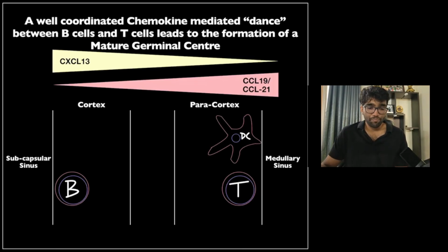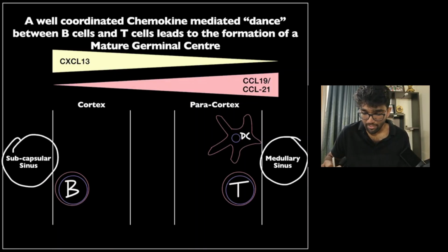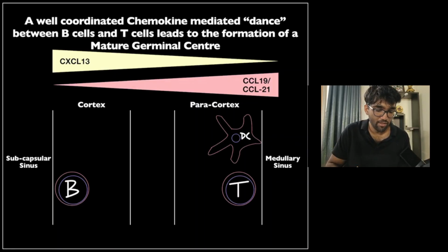Okay, so a well-coordinated chemokine dance is orchestrated between B cells and T cells, and that results in the formation of a mature germinal center. On this side we have our subcapsular sinus, and on this side we have the medullary sinus. Naturally, the subcapsular sinus is going to contain our marginal FRCs, and the medullary sinus is going to contain our medullary FRCs.